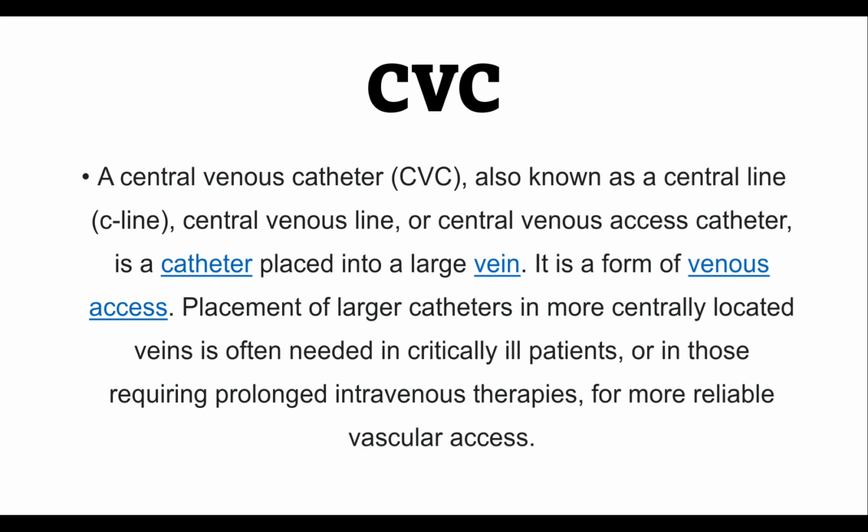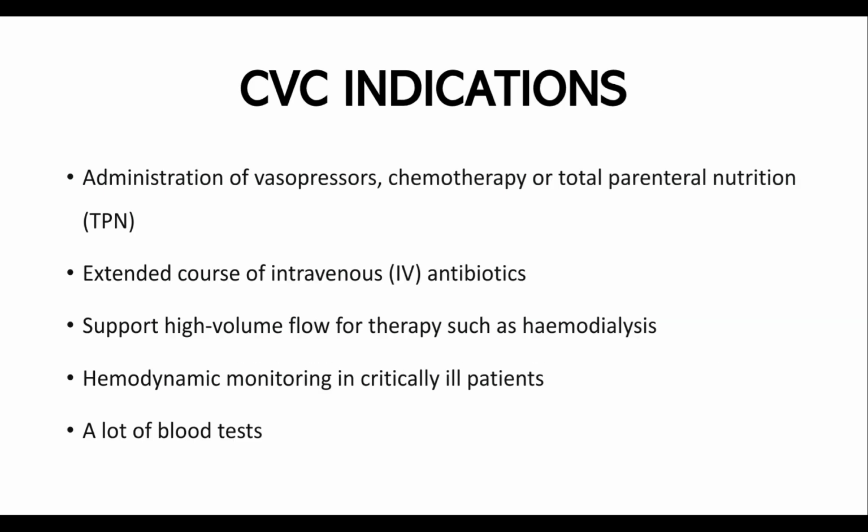A central venous catheter, also known as a central line, C-line, central venous line, or central venous access catheter, is a catheter placed into a large vein. It is a form of venous access. Placement of larger catheters in more centrally located veins is often needed in critically ill patients or in those requiring prolonged intravenous therapies for more reliable vascular access.